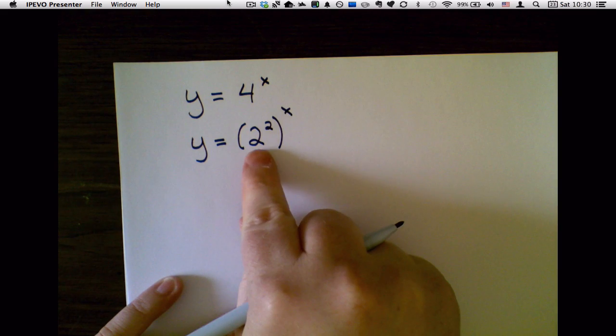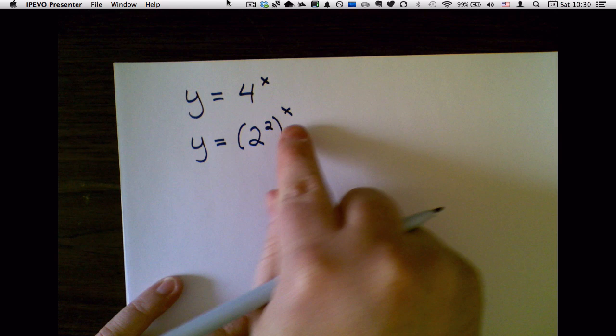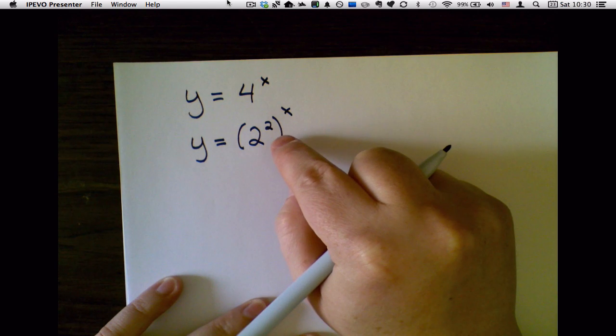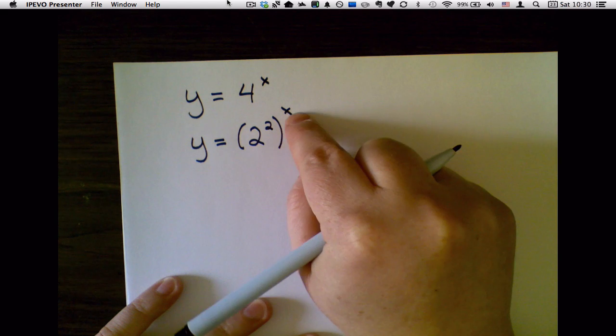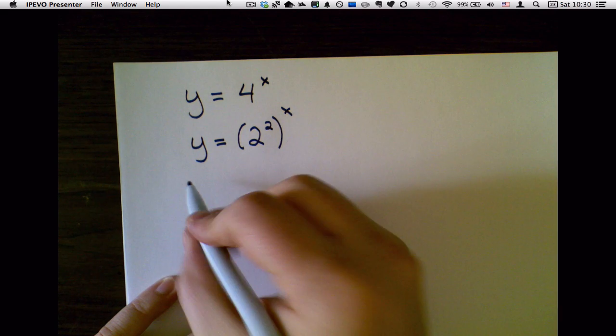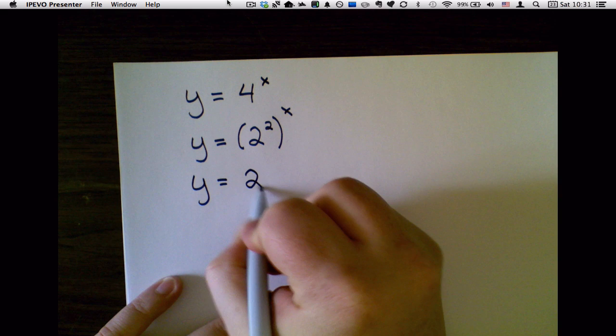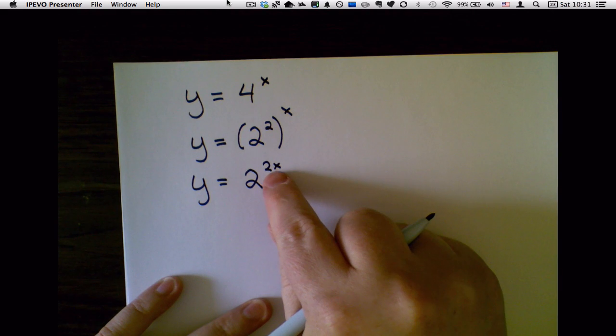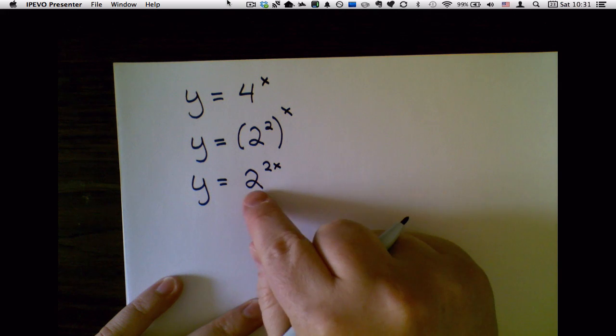So 2 squared is 4, and so this is 2 squared to the x. Then the power of a power rule says that if I am raising a power to a power, I can just multiply those exponents. So by changing the constant multiple on my x, I can also change the base.